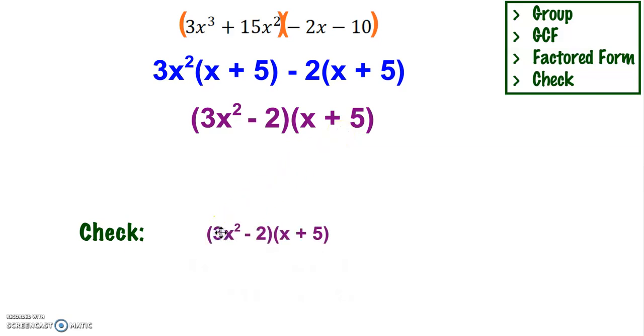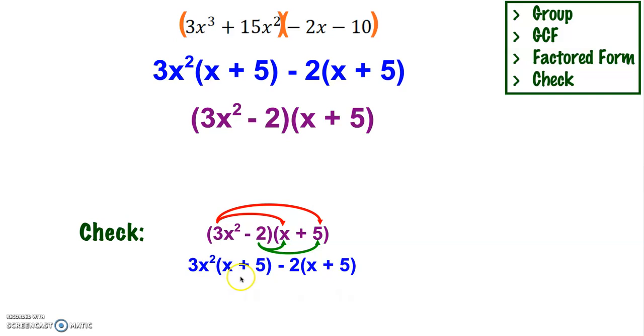Now to check our work, I want to distribute that 3x squared to the x plus 5, and the negative 2 to the x plus 5. When I do that, notice once again how it looks like that blue step from our factoring. Then when I distribute, I get our polynomial that we started with.